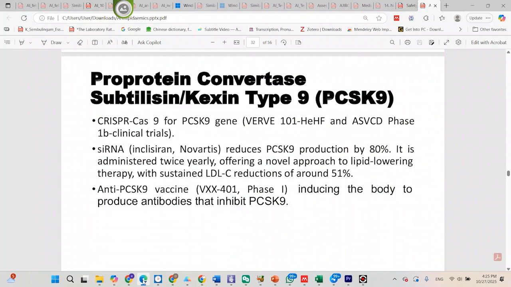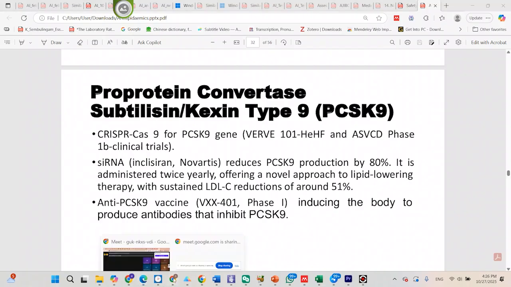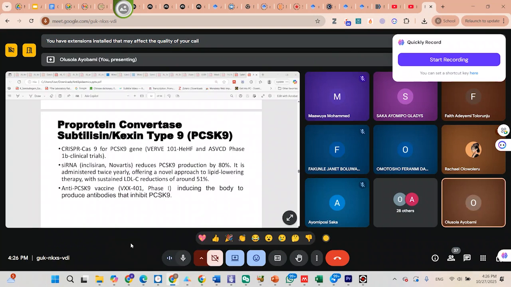So what do we do to PCSK9? There are so many interventions. Number one is CRISPR-Cas9 for the PCSK9 gene. I've taught you this. What do you remember about CRISPR-Cas9? Let's even start from there. It's a gene editing tool. What do you remember about it? I trust that you remember. Go ahead, please.